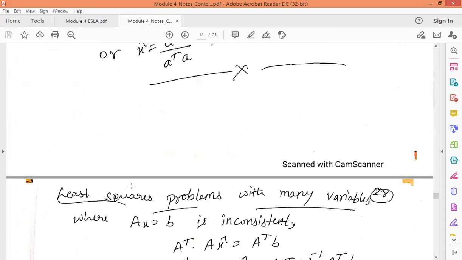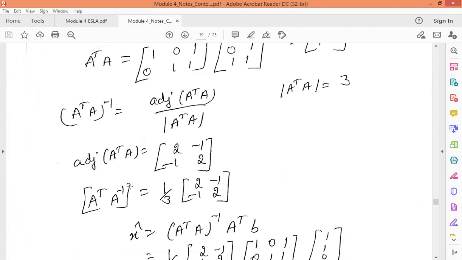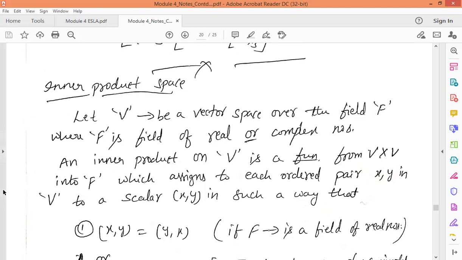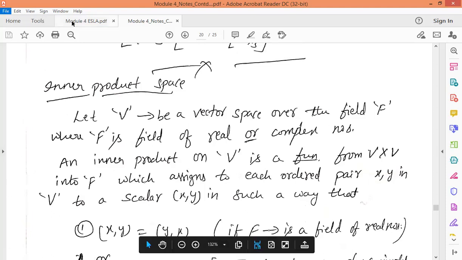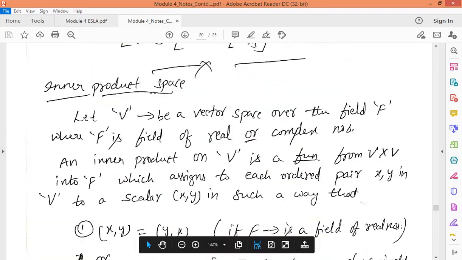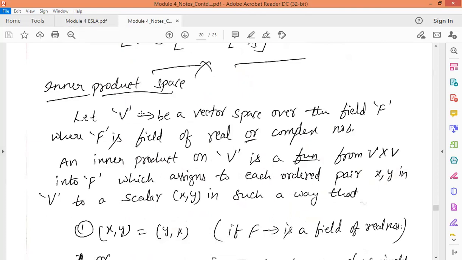Other than this, least squares we'll take in the next class. Before that we have one more term called the inner product space. We already used this inner product space in the previous class while solving the problem. I'll just revise this. When we say the inner product, I'll take up the inner product definition here.